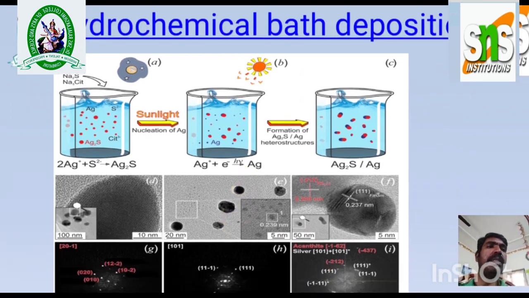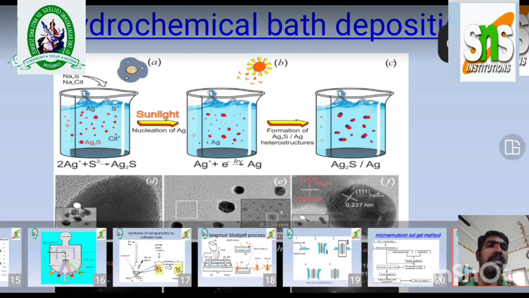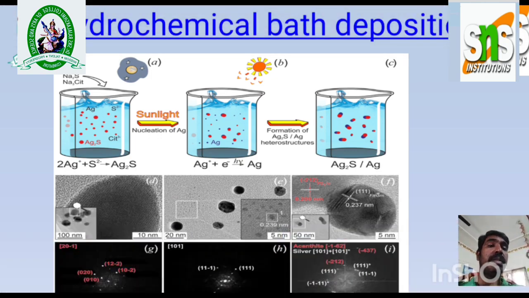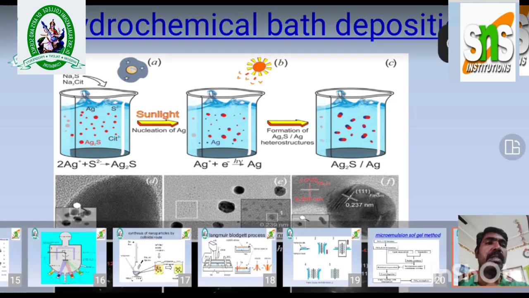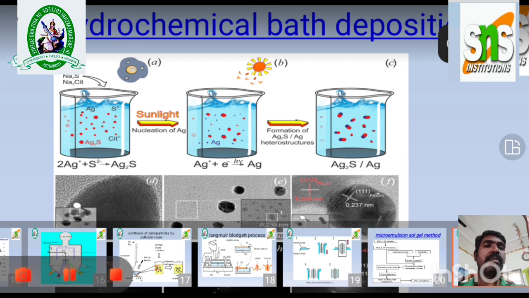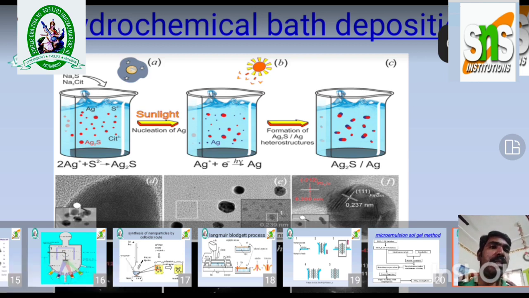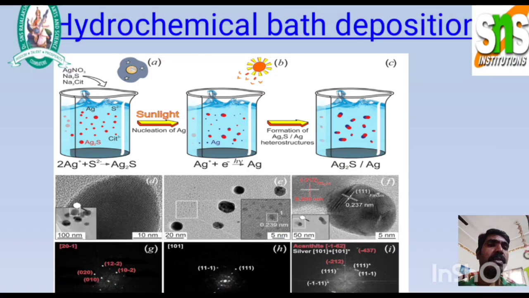Okay, so this is the hydrochemical bath deposition. In hydrochemical bath deposition, the most important thing is the solution. So what chemicals we are taking, how we are going to dissolve the chemicals, and what way we are going to prepare the solution. Okay, and another important thing is the formation of nucleation. We're going to keep the solution in the sunlight along with a well cleaned substrate. Okay, so the sticking coefficient of the substrate is most important to get good quality films. Okay, thank you all.